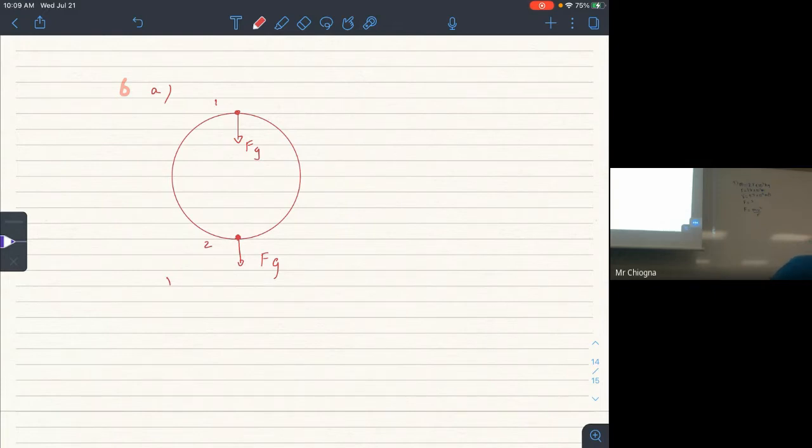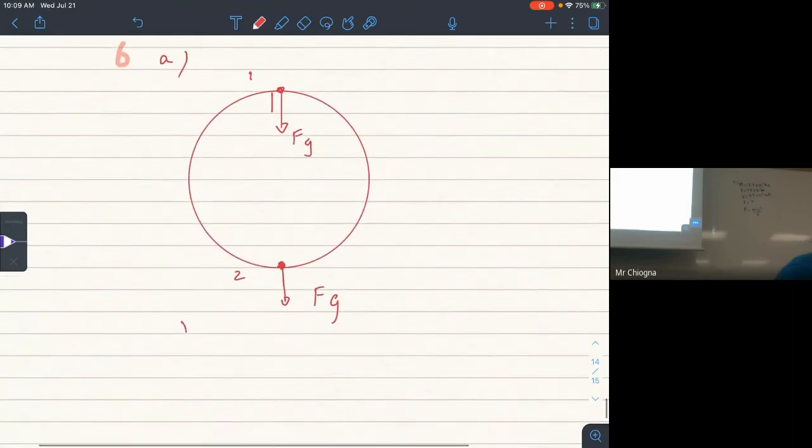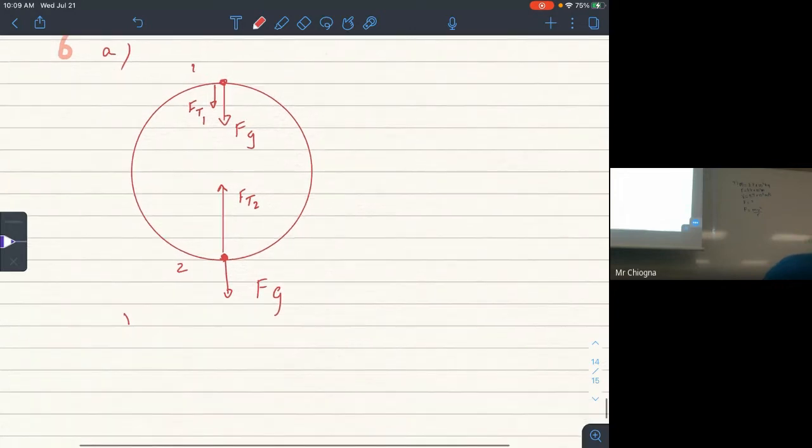And then at the top, there's a tension. It's different than the tension at the bottom. It's smaller, it's less. It doesn't have to be as great because it's acting with gravity. Gravity's assisting it. At the bottom, FT2 is greater because it has to act against gravity, has to overcome gravity. So we'll deal with, in part A, free body diagram 1 at the top.